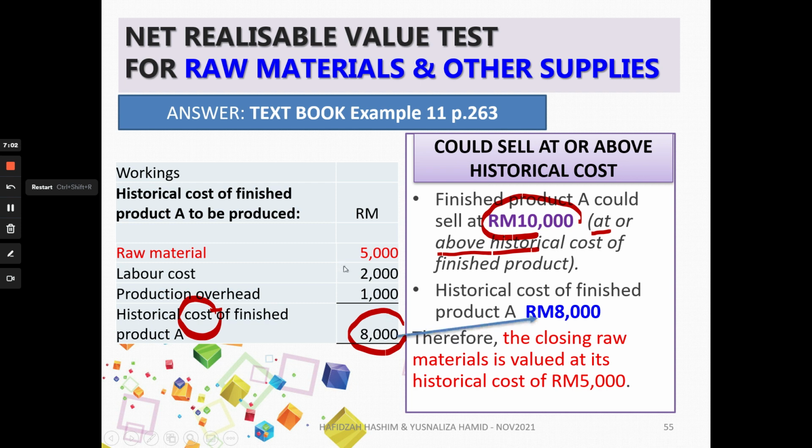There is no write down of inventories that will be done for the case of the selling price at 10,000, which is above the historical cost of finished product A. Remember, we are selling product A as our ordinary course of business. Raw material is part of the items consumed to get into product A.